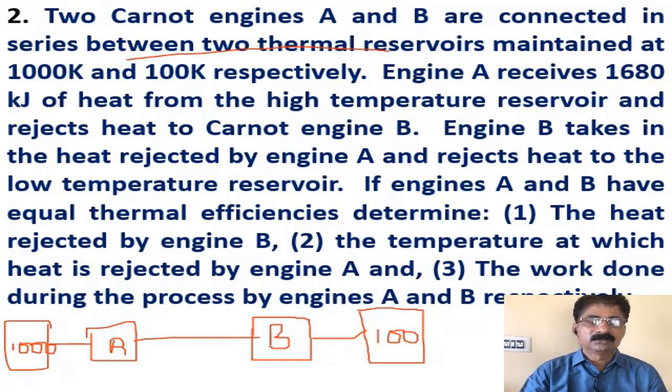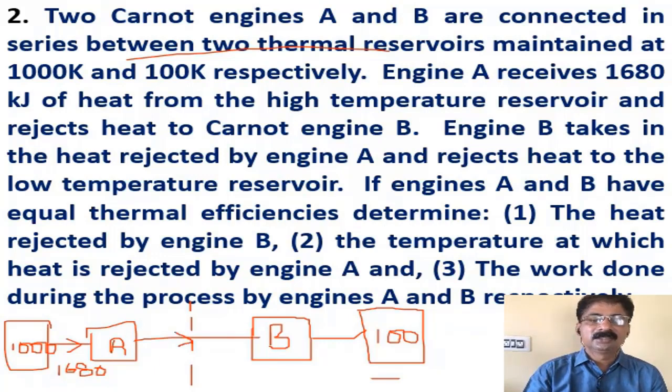Engine A receives 1680 kilojoules of heat. It's very important to try to understand every step, every sentence of this problem. Heat from the high temperature reservoir, and it rejects heat to Carnot engine B. There is a particular temperature at which this is rejected, because this is 1000 and this is 100 here, so the intermediate temperature is not known. At this temperature, engine A rejects heat to engine B. Whatever is rejected is directly given to engine B. Engine B takes in the heat rejected by engine A and rejects heat to the low temperature reservoir. So this also receives some heat, converts part of that into work, and finally rejects some heat.